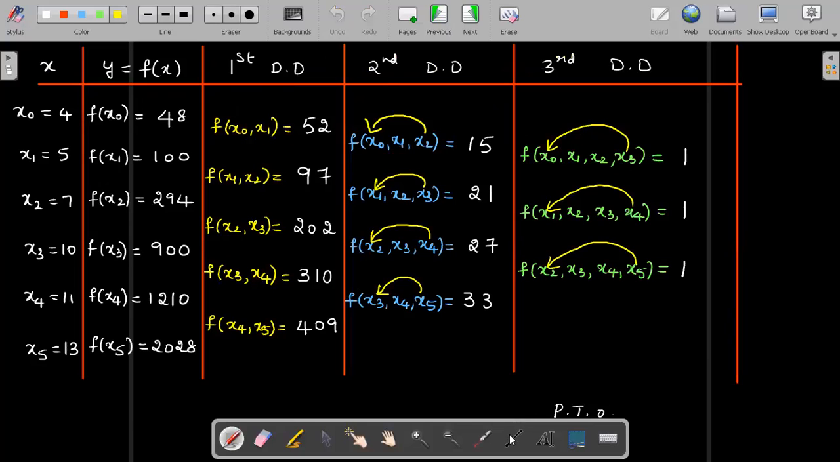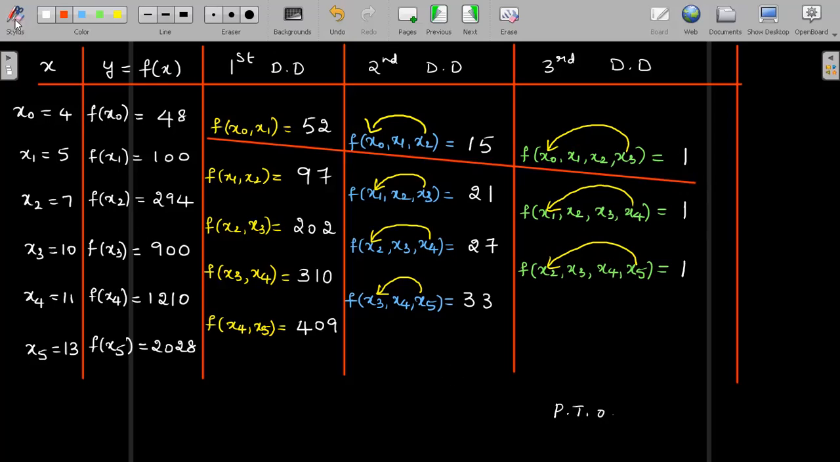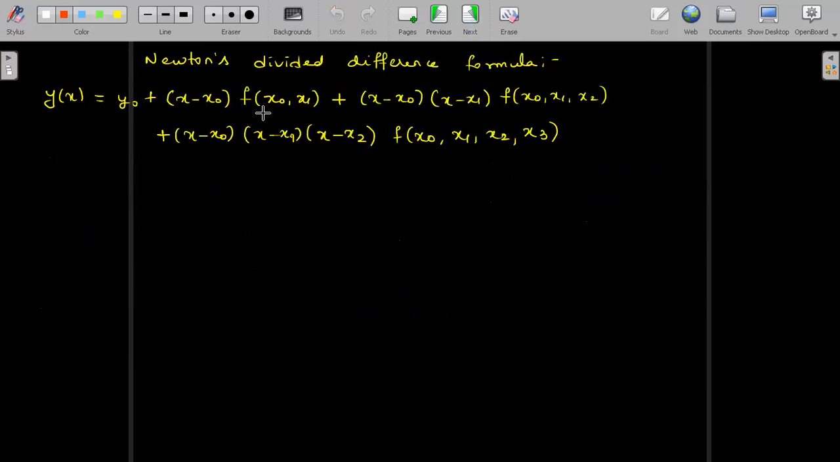So what values in the table are we exactly using? We are using all the first-most values in the table. These are the values which are used: f of x0, x1 is 52; f of x0, x1, x2 is 15; f of x0, x1, x2, x3 is 1. So these are the values which will be used here in the formula. Okay. Rest all values x0, x1, x2, we have all denoted them already. So it is easy to substitute and obtain the answers.